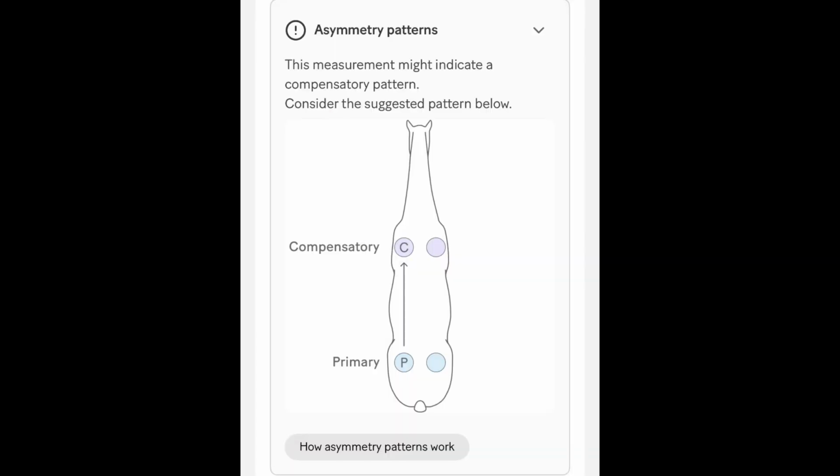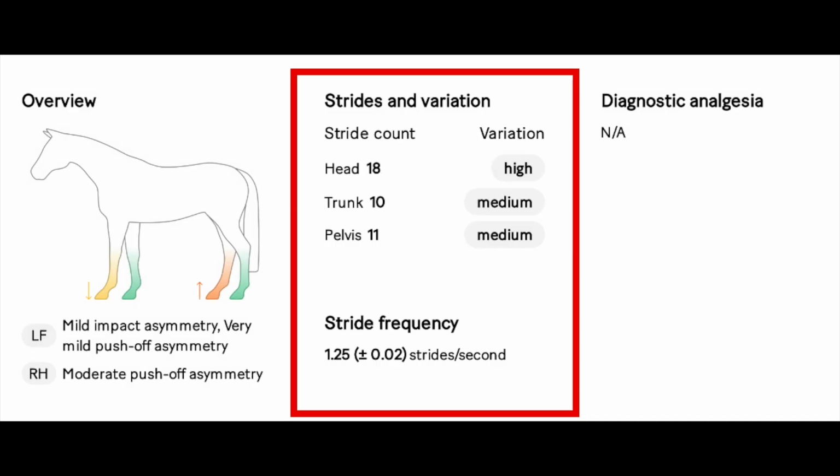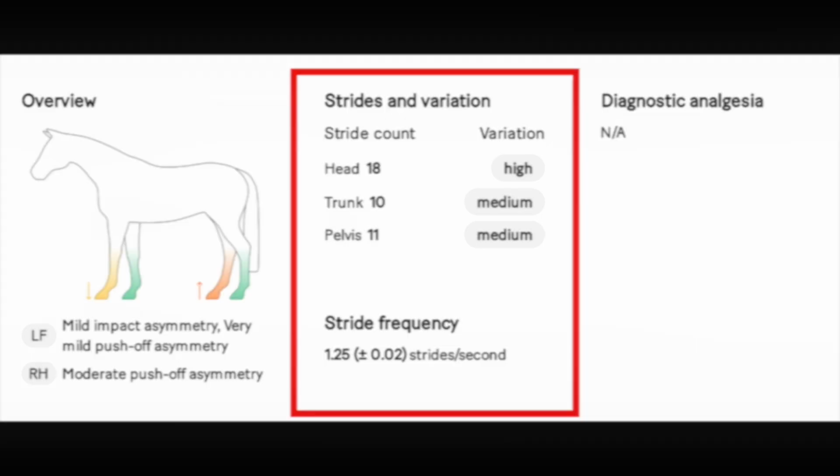Similar to the IMU systems, the SLAPE app provides analysis of primary versus compensatory lameness in the analysis summary. The system can also detect whether the horse is being ridden in the recording and evaluates the lameness accordingly. The SLAPE app also records the level of variation in strides. A low level of variation makes the analysis more reliable, and a high level of variation may indicate that a repeat evaluation is required for accurate analysis.